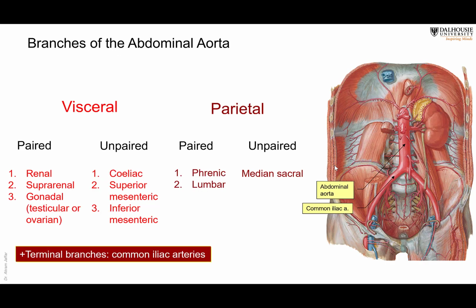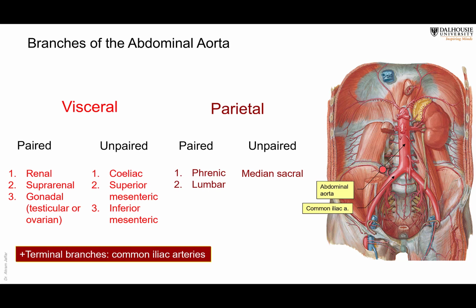And these are the branches of the abdominal aorta. So you are not required to identify these branches, but you are required to identify the unpaired visceral branches, the celiac, superior mesenteric, and inferior mesenteric artery. Only the main artery. You're not required to identify the branches of these arteries, and also the terminal branches.